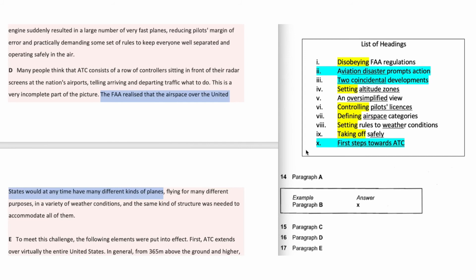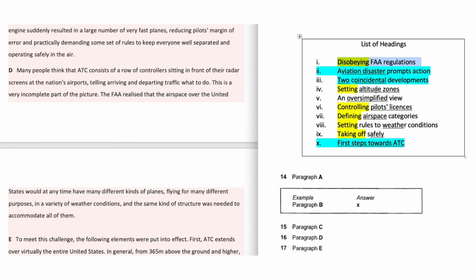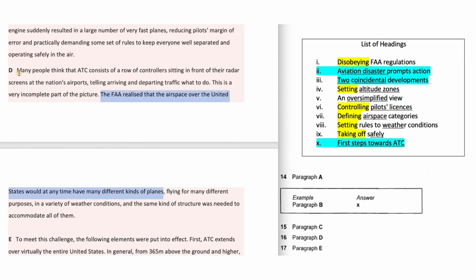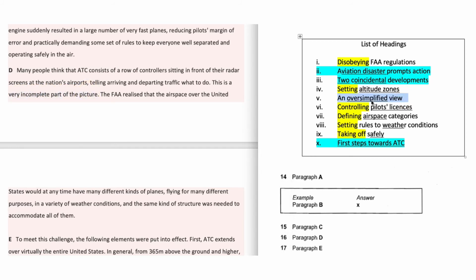Okay, so if we go and look at the list of headings, we don't have any idea of disobeying, we don't have any idea of altitude zones. An oversimplified view, well, maybe, because that means that what people were thinking, and that's the fact that ATC was made of controllers who just sat down in front of their computers, is actually a very incomplete part of the picture. Meaning, so here, very incomplete part of the picture, meaning that the view they had was a bit too simple or oversimplified.